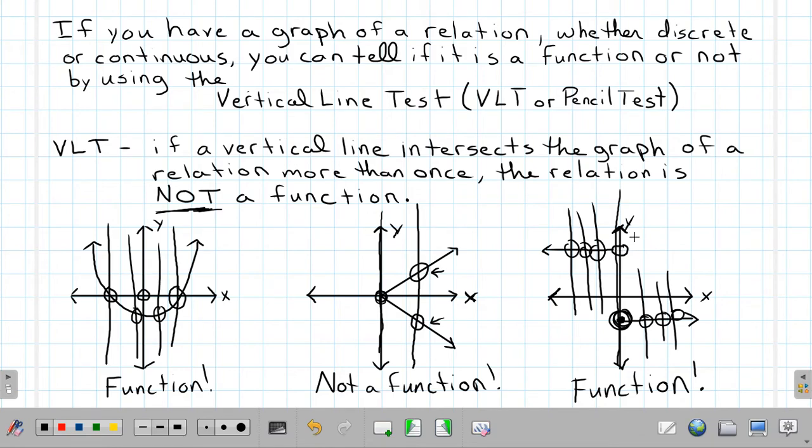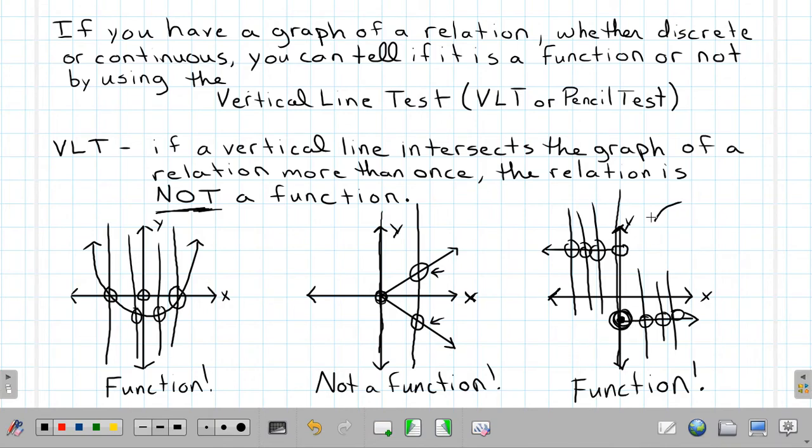If you remember anything about inequalities, well, what did the open circle mean and what did the closed circle mean? Well, the open circle means that it was not equal to that point. The closed circle means it is equal to that point. So if we look at this one, it passes through this open point, but then it hits this closed point. So this is a function.